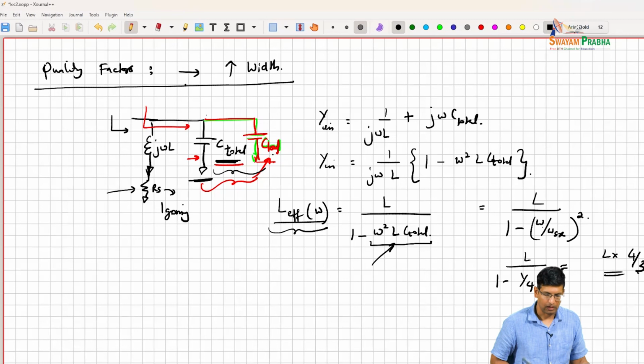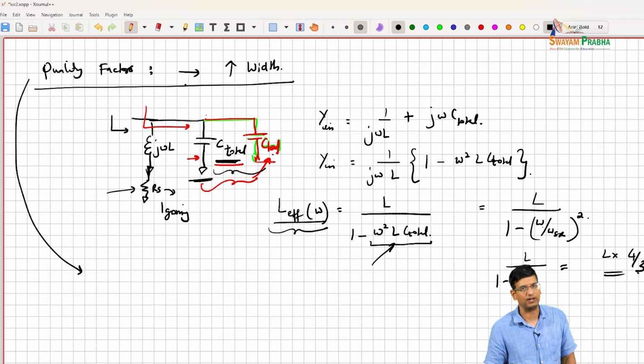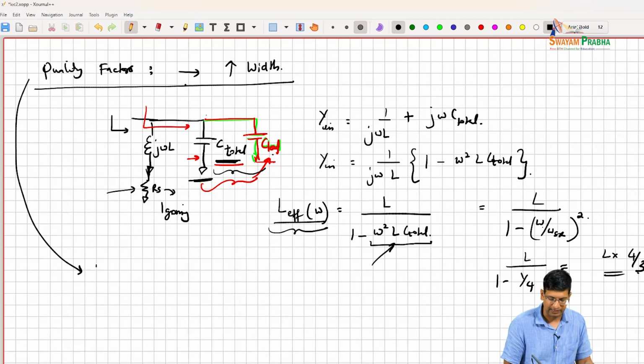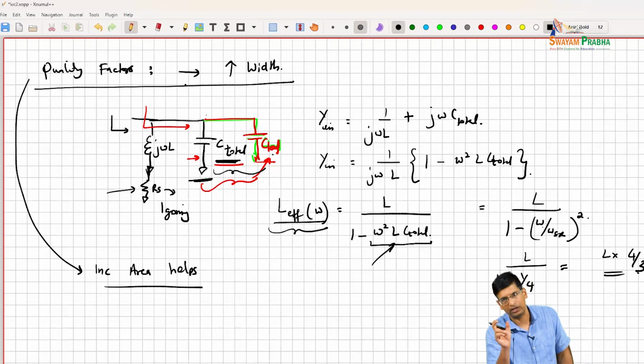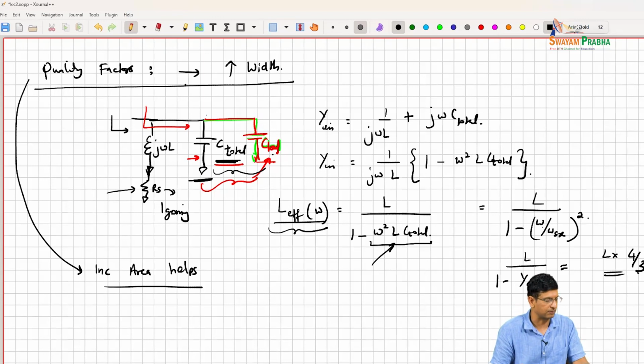Okay. So coming back to the quality factor question, you can increase the width of the metallization to increase the quality factor. In general, increasing area helps. So you can make your inductor larger and make the width of your inductor more. That will reduce your inductance per unit length. But because you're using a larger area, it will increase your overall inductance, but that helps get Q.